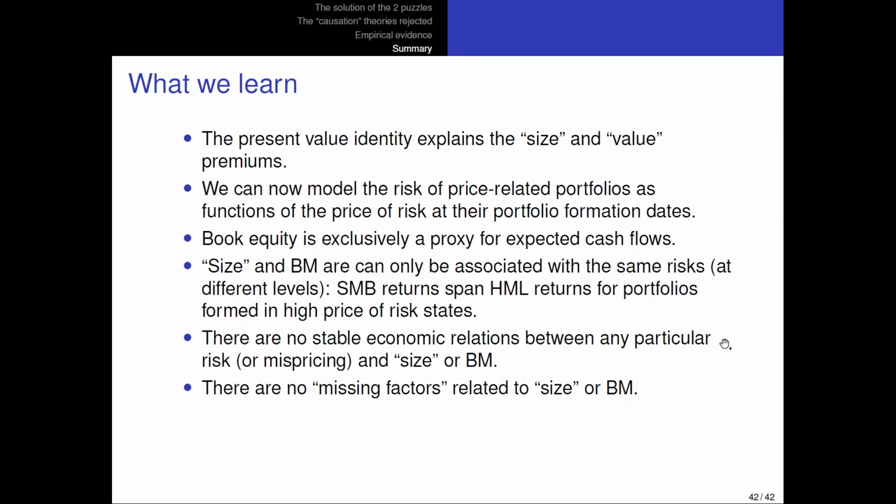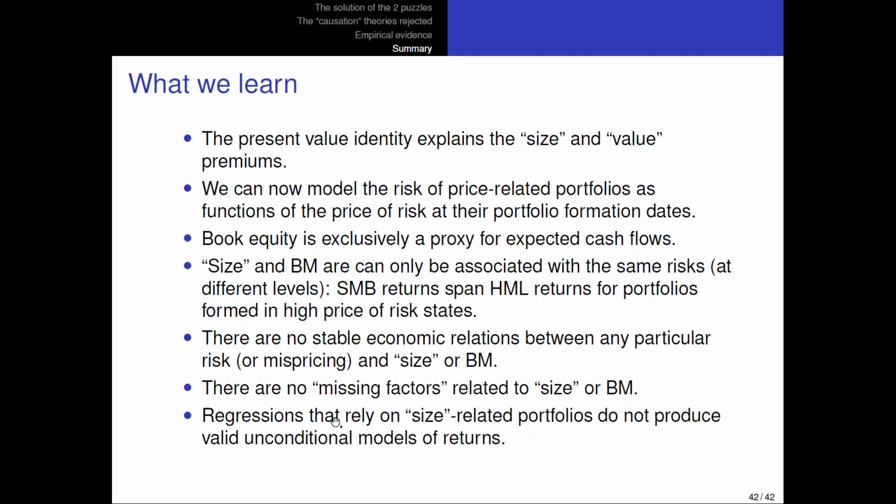We also find that there's no missing factor related to size or book to market. And this is important because it means that when you run regressions that rely on size-related portfolios, you're not running regressions that are accounting for any risk. So these regressions do not adjust for unconditional risks, at least. If you run it unconditionally, the regressions are not controlling for any risk. And the reason is the one that I told you when I discussed the correlation hypothesis, that the risks that are going to be associated with size, with price, they're different, right? It depends on which one is the risk that has the highest cross-sectional variance in risk premiums in each state. And that's it.